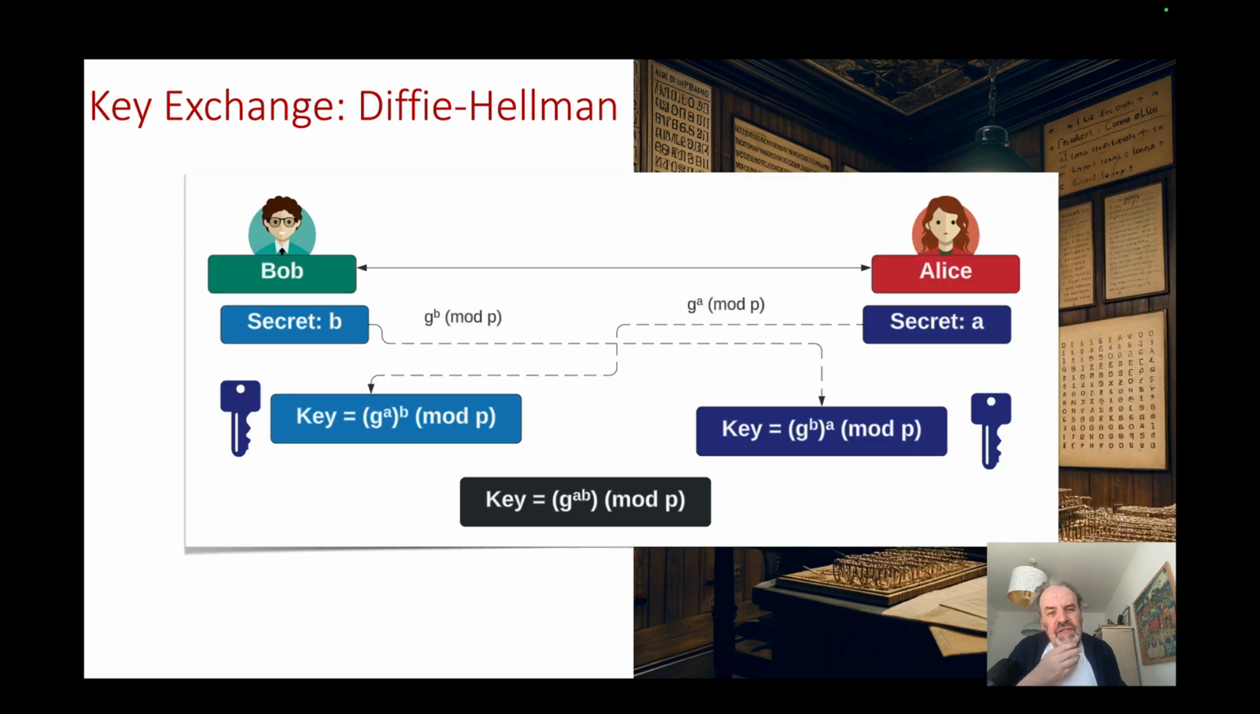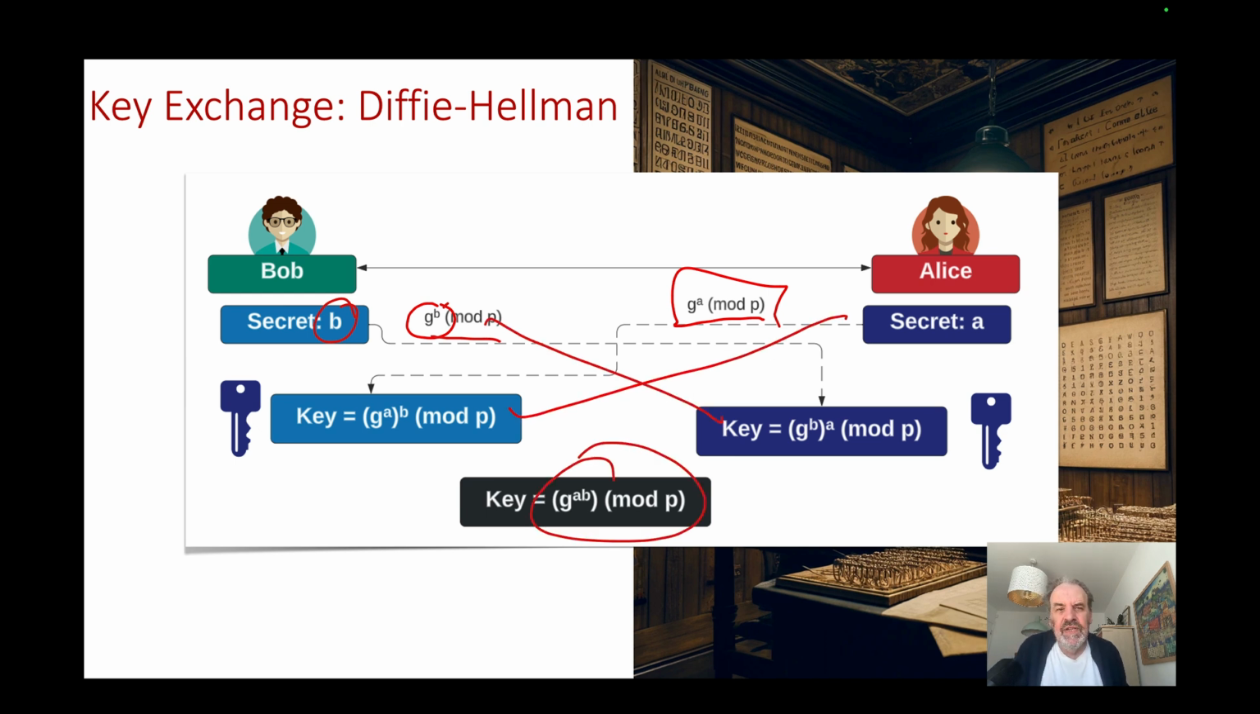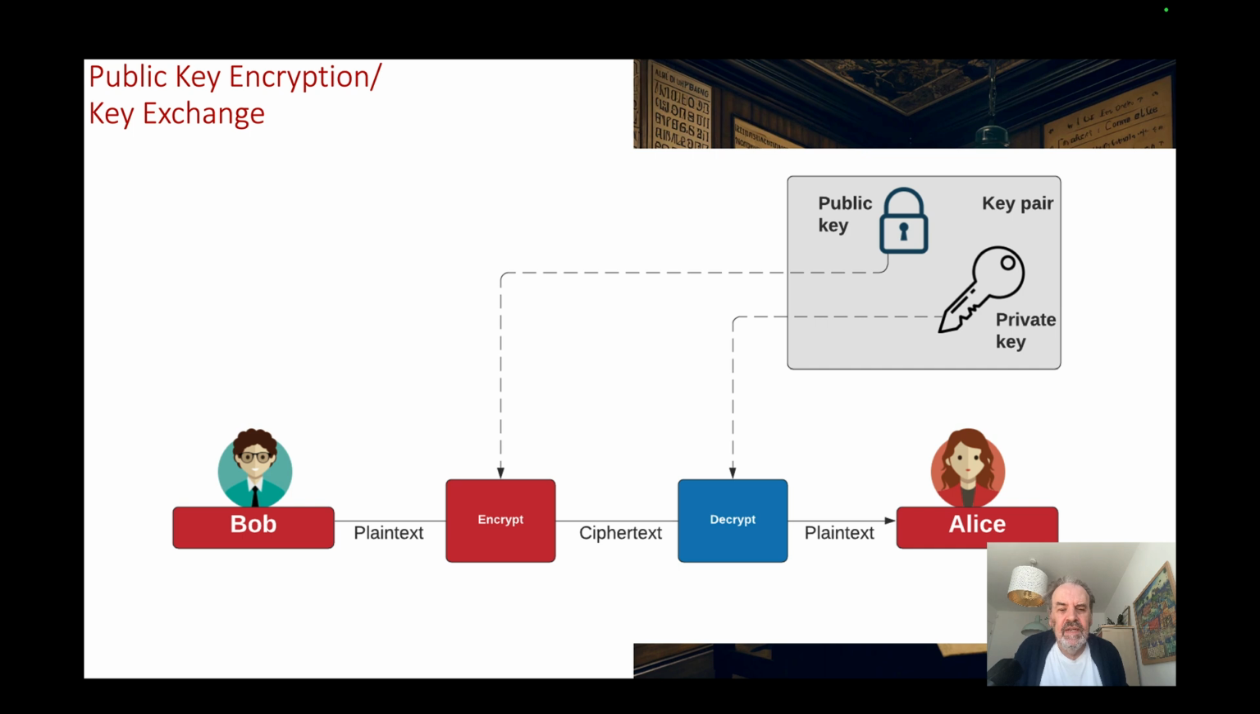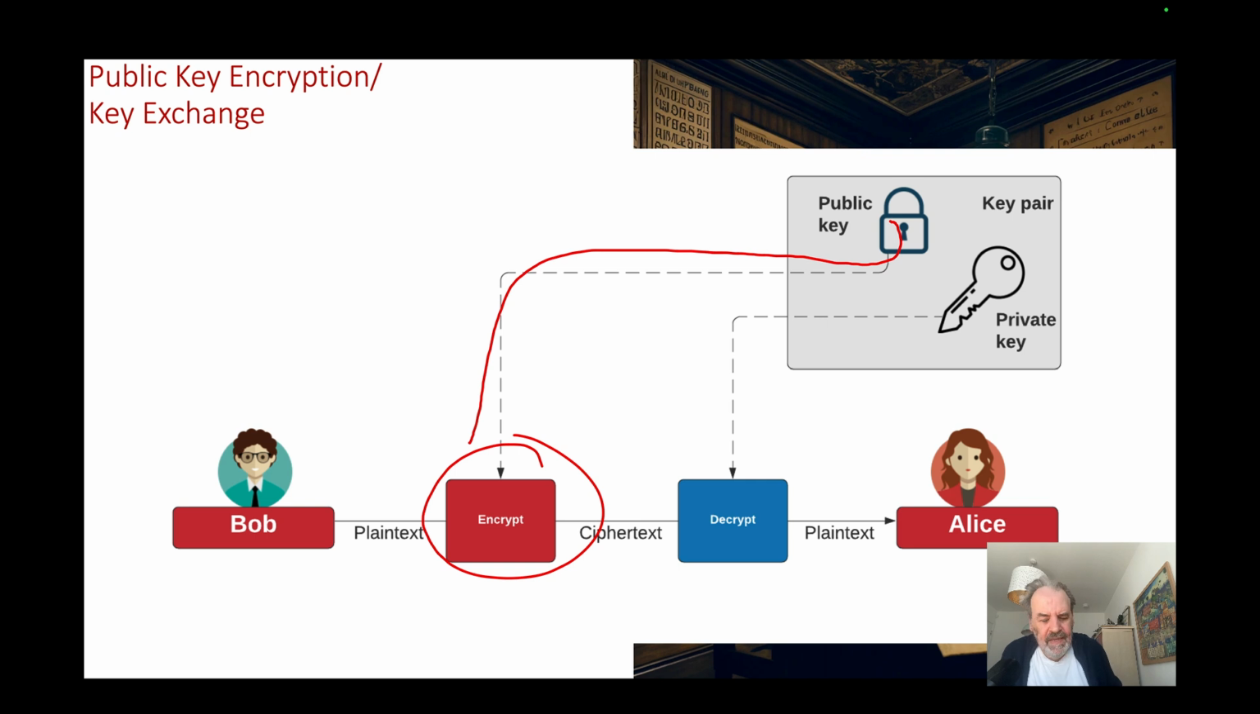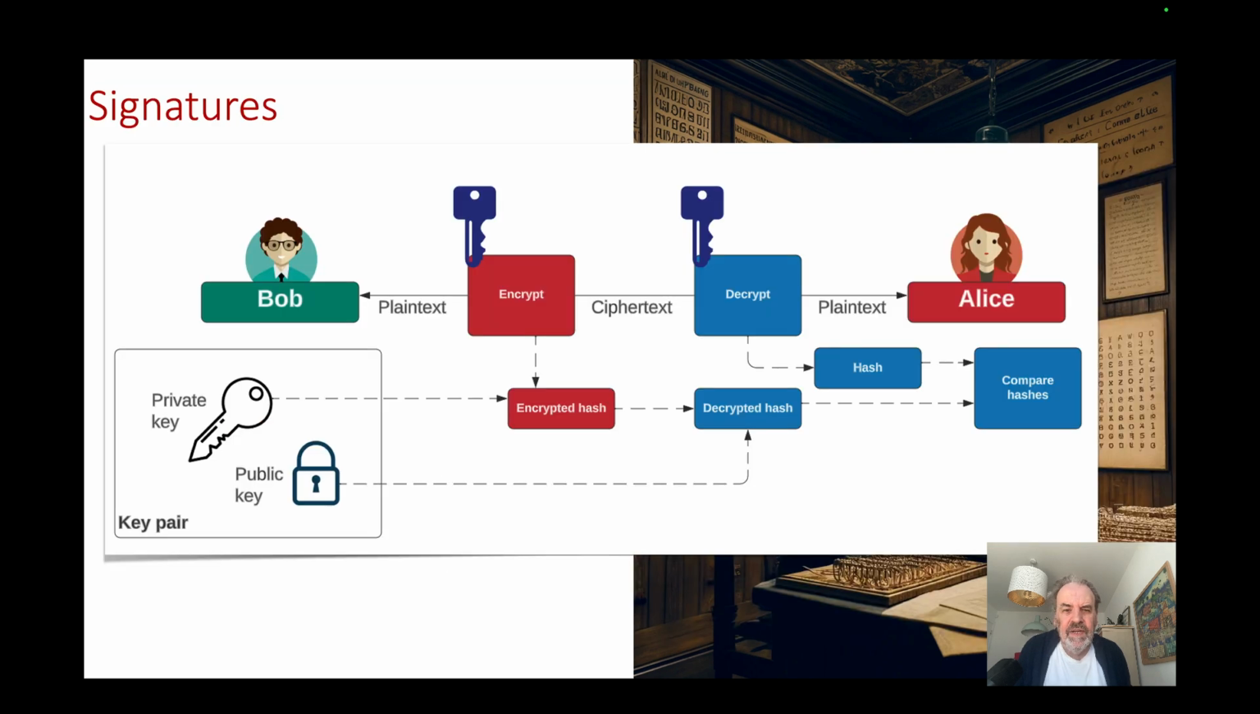For key exchange, that also uses public key encryption methods, where we generate a secret, we take G to the power of A mod P, G to the power of B mod P, and then exchange them over, and we end up with the same shared key in the end. Then we have public key encryption, and we can also use this for key exchange. For this, we create a key pair, a public key and a private key. We encrypt with the public key, and then Alice will decrypt with the private key. So we can use public key encryption to be able to encrypt our data.